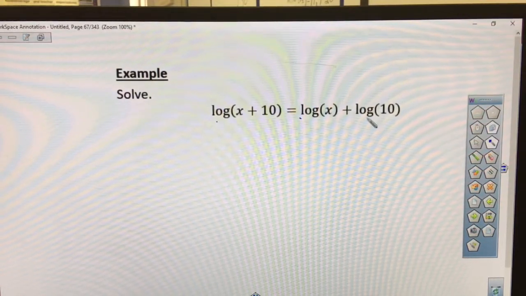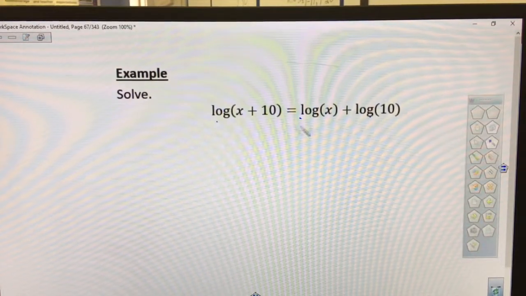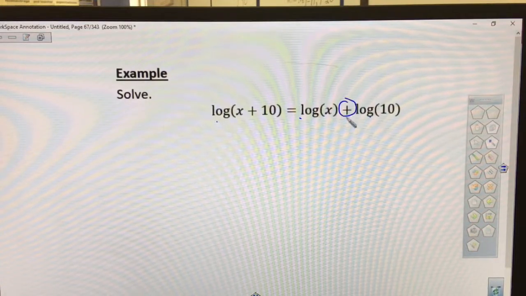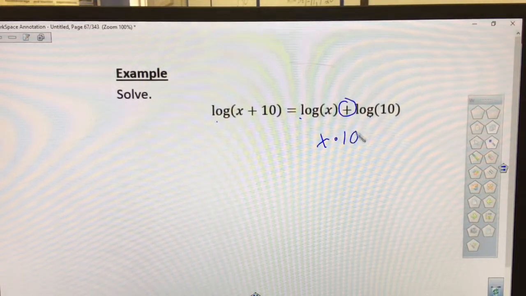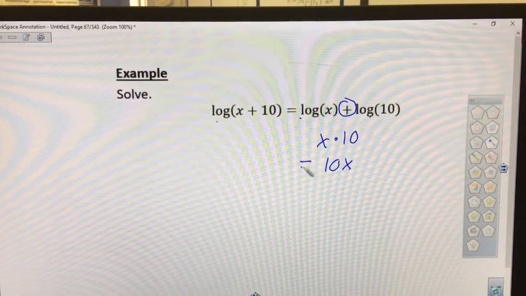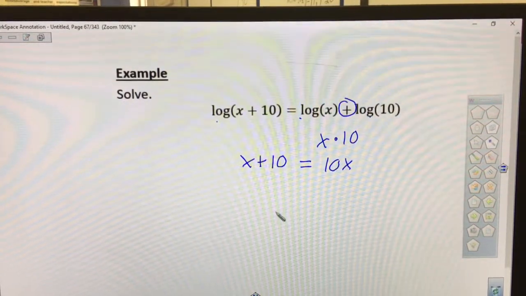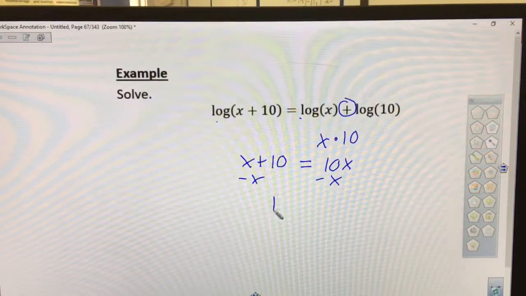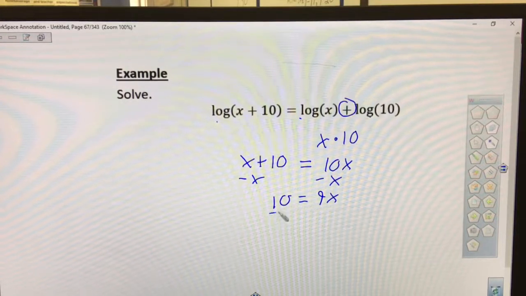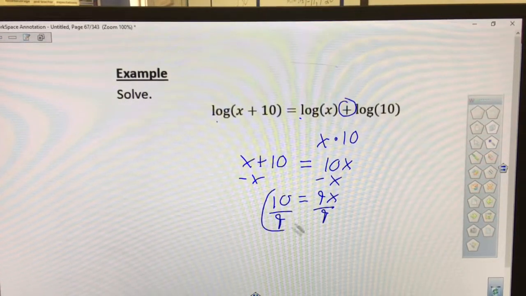I like when it's log, no digit. What that means is because they're all logs, I can get rid of them after I combine these two. See the plus sign? That plus sign means it's going to be x times 10. Well, last I heard, that's 10x equals x plus 10. Now I have to solve this. So I minus x from both sides. That gives me 10 equals 9x. Divide both sides by 9. And it works. 10 9ths is a good answer.